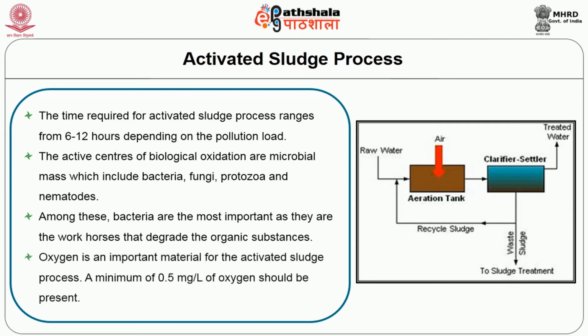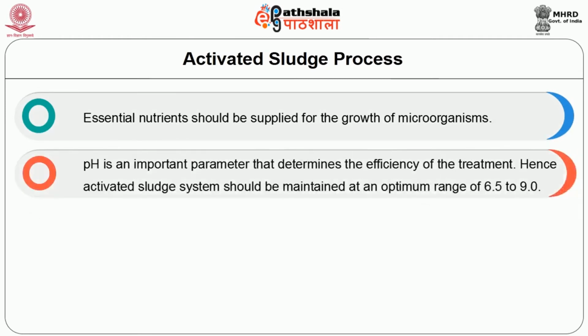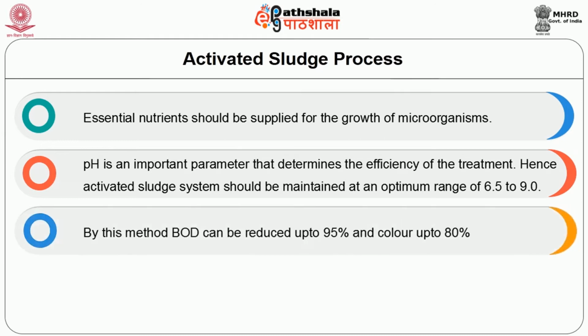Oxygen is an important material for the activated sludge process. A minimum of 0.5 mg per liter of oxygen should be present. Essential nutrients should be supplied for the growth of microorganisms. pH is an important parameter that determines the efficiency of the treatment. Hence, activated sludge system should be maintained at an optimum range of 6.5 to 9.